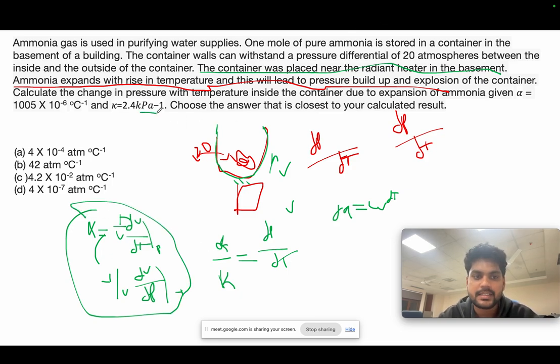The given values are in Pascal. If you convert it into atmosphere, you will get the value. And I think you have the same type of typical question in the assignment also. Just understand whether they ask to calculate the change in temperature with pressure or the change in pressure with temperature. If it is alpha by K, it will be dT by dP. If it is K by alpha, it will be the opposite.